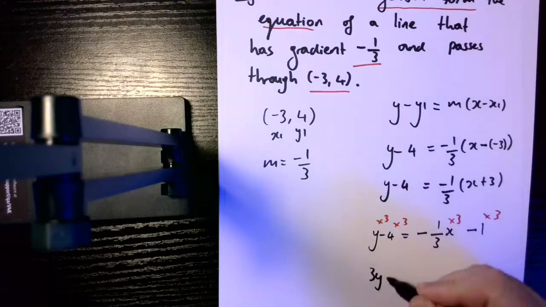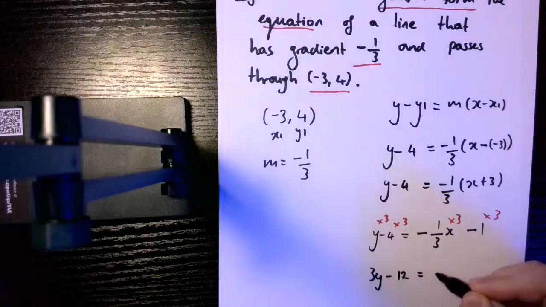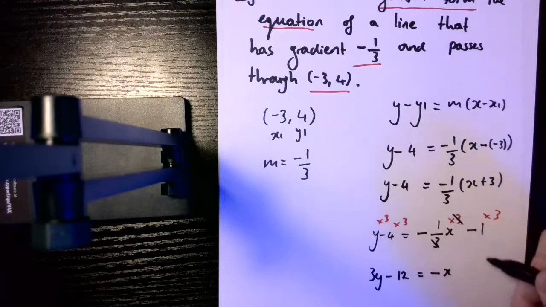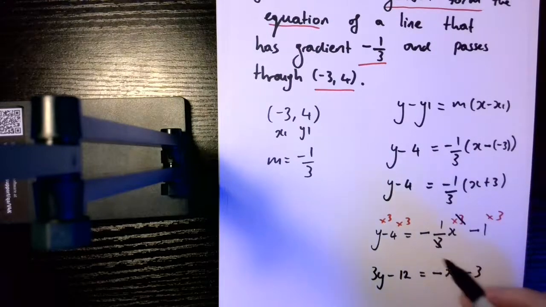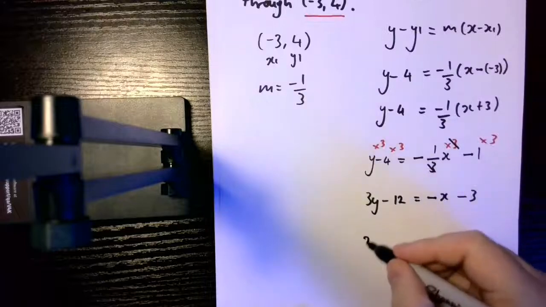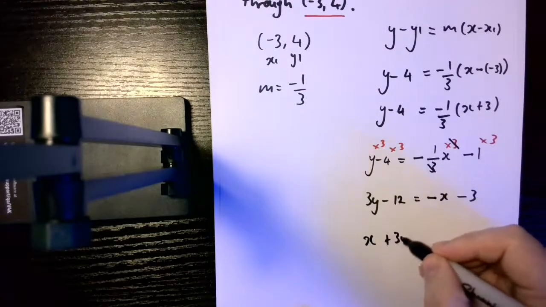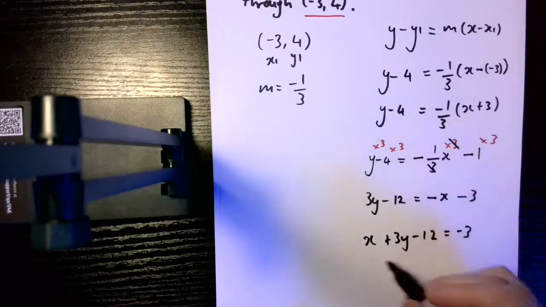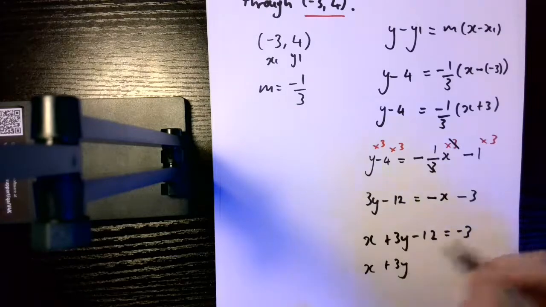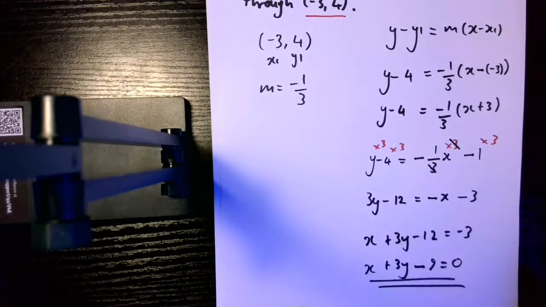So now I have 3y minus 12 is equal to minus, instead of the minus 1x, I'm just going to put minus x because we've cancelled. That was the whole point of multiplying through by 3. And then minus 3 here. To write it in general form, we need x to be positive. So I'm going to move the x over, okay, and make it positive. So I have x plus 3y minus 12 equals minus 3. And we're not quite there yet. We need that to be equal to 0. Okay, so x plus 3y, I'm going to take minus 3 and add it. All right, minus 12 plus 3 will give you minus 9. So that's the equation of your line.